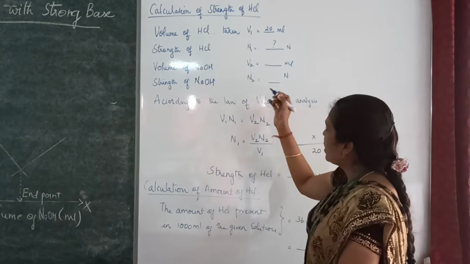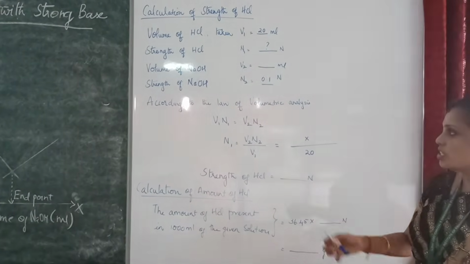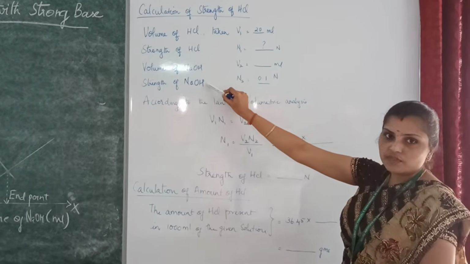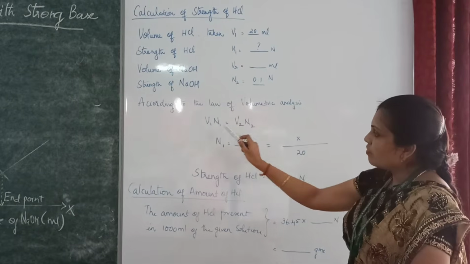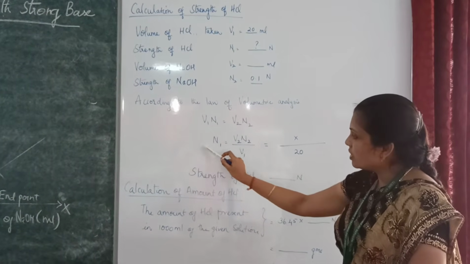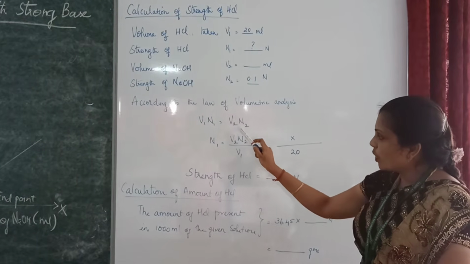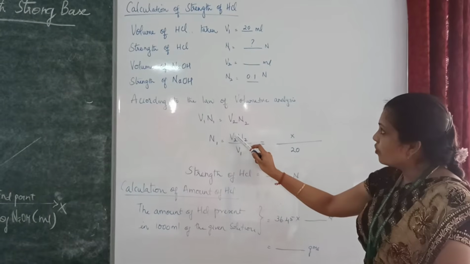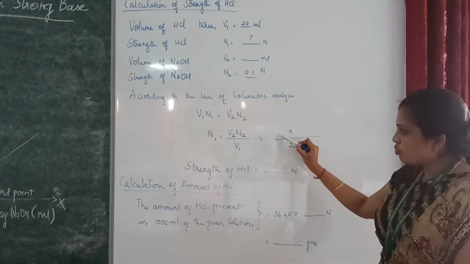For example, if we take the strength as 0.1 N, we can mention this as the standard sodium hydroxide strength which is already known. So according to the law of volumetric analysis, V1 N1 is equal to V2 N2. We have to calculate the strength of the HCl, that is N1. So N1 is equal to V2 N2 divided by V1. V2 is the end point which is obtained from the graph, so we have to substitute it over here.